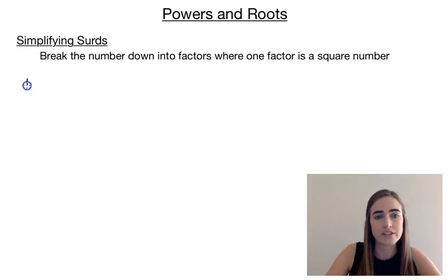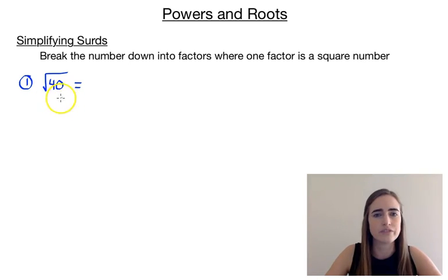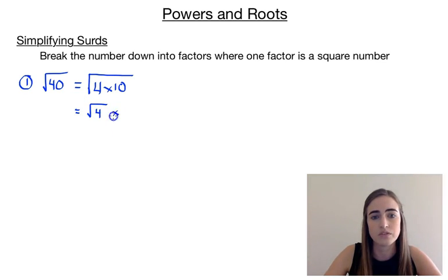So if we have a look at our first example, if we've got the square root of 40, we can break that down into lots of different pairs of factors, but we want one of them to be a square number. So we're going to break it down into 4 times 10, because 4 is a square number. That's the same thing as the square root of 4 times the square root of 10. And we know that the square root of 4 is 2, so that can be simplified down to 2 root 10.